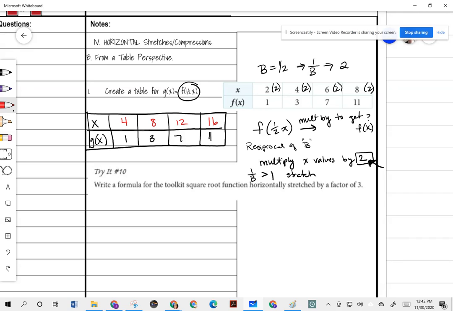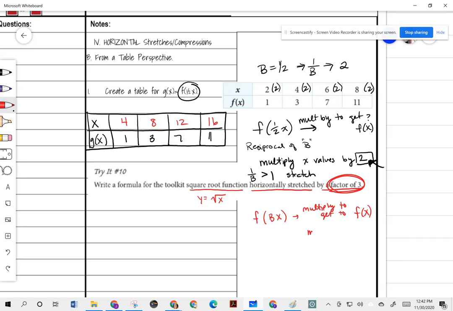All right, so now let's take a look at what's happening here with our square root function. Remember, your square root function looks like this. It's horizontally stretched by a factor of 3. So now we have to go backwards. Remember what we were trying to do? We were trying to say f of bx, you need to multiply to get to f of x. But now I am saying that we need to multiply by 3.